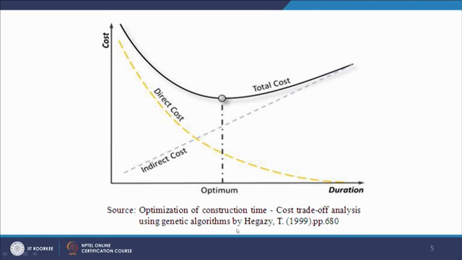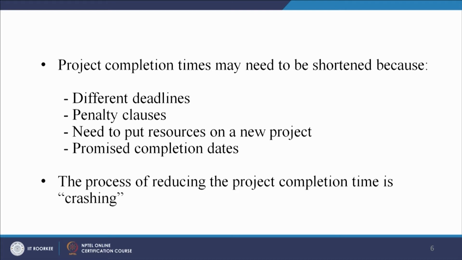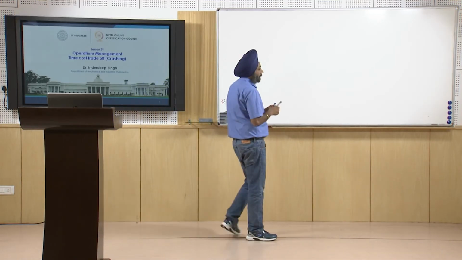This is the article, and the author's name is also given: Optimization of construction time cost trade-off analysis using genetic algorithms. So this is basically the summary. Now let me try to explain the concept of the direct cost and the indirect cost.